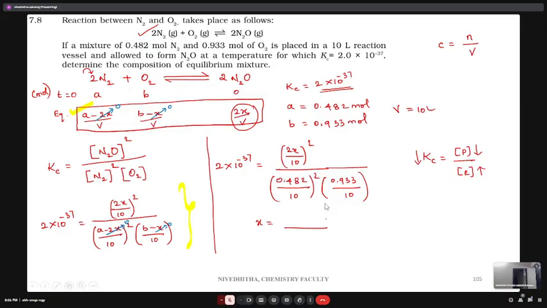By using the value of x, we can find the equilibrium mixture, or you can find the composition of equilibrium mixture. Any doubt? Any doubt, Kana? No, ma'am. Okay. Please do this problem as activity. Now we'll move on to next concept, which is called reaction quotient.